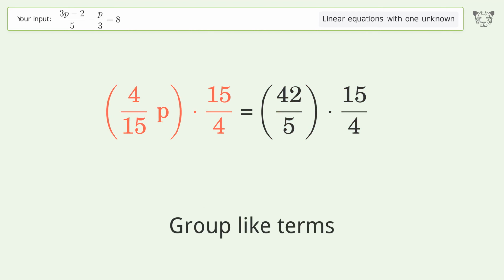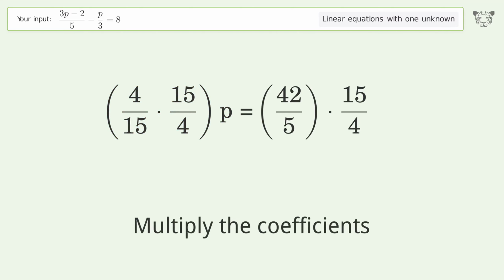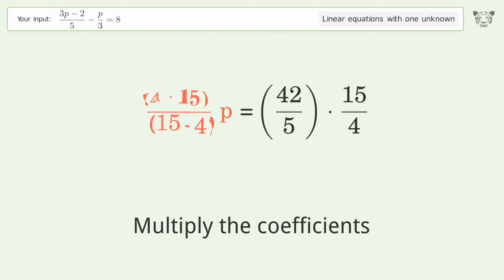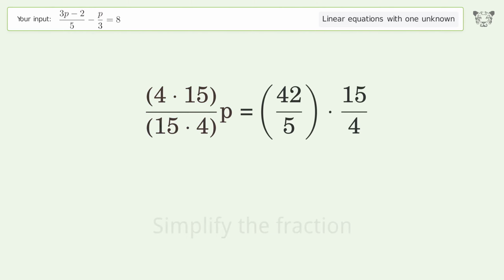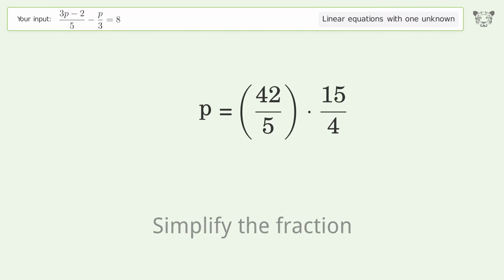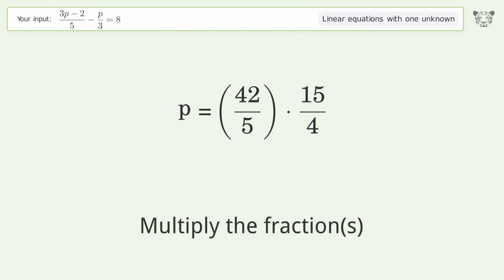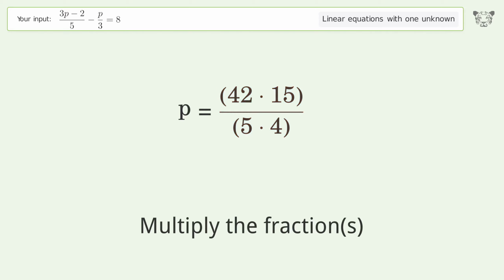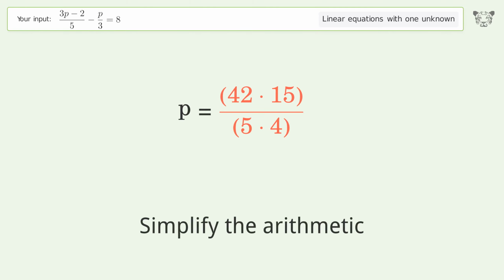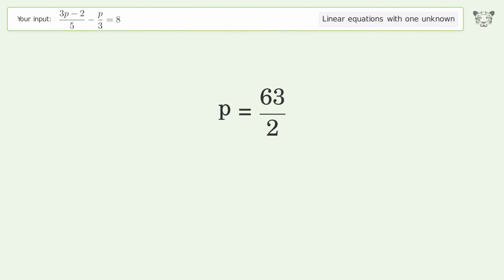Group like terms. Multiply the coefficients. Simplify the fraction. Multiply the fractions. Simplify the arithmetic. And so the final result is p equals 63/2.